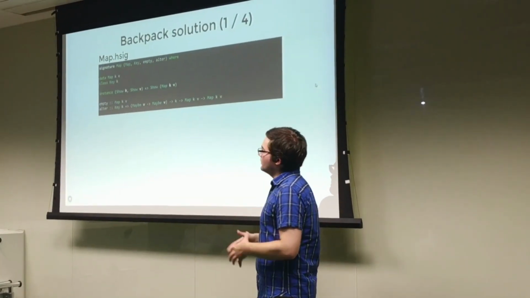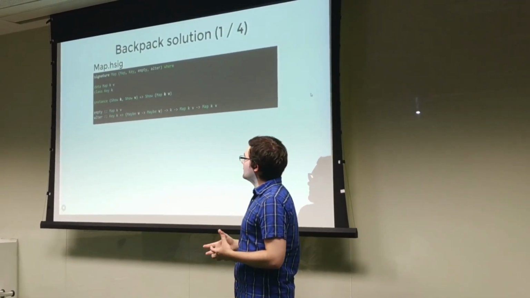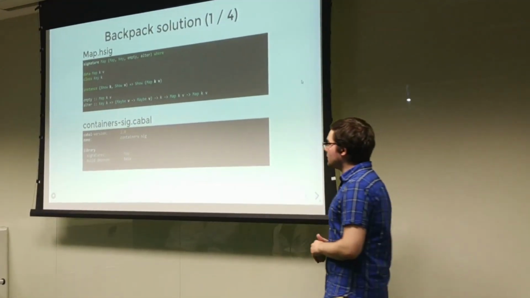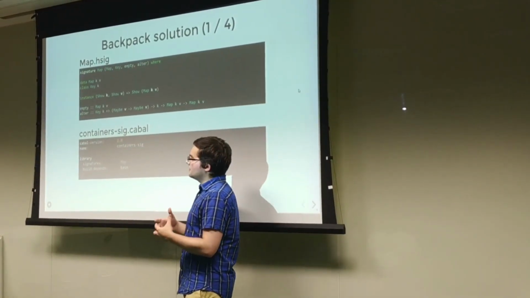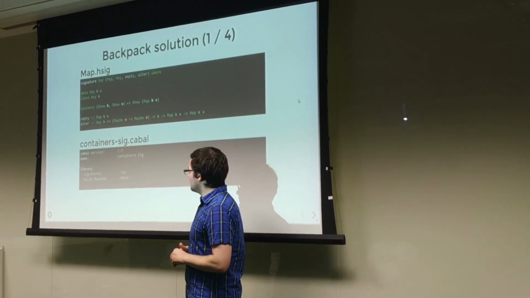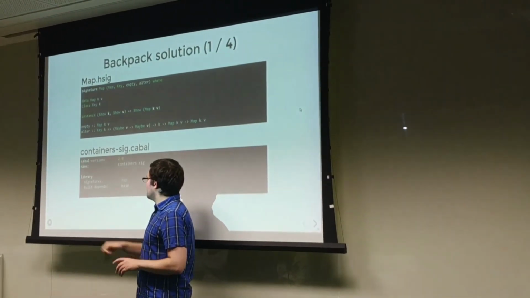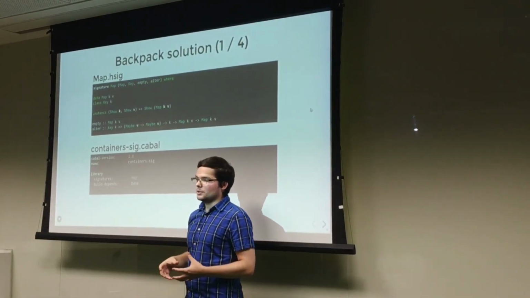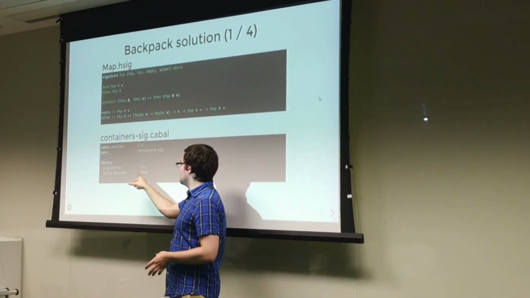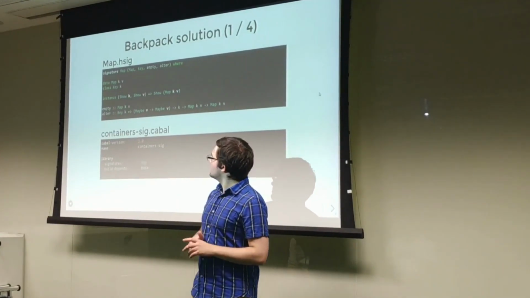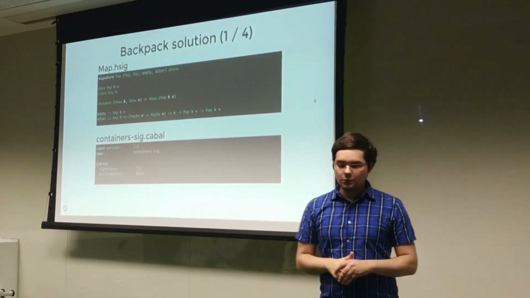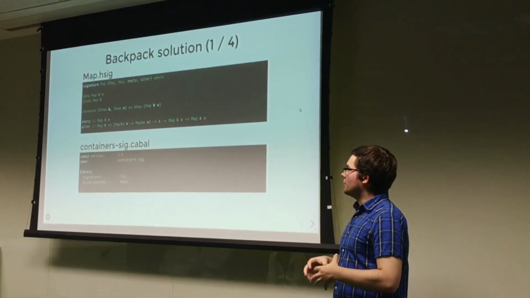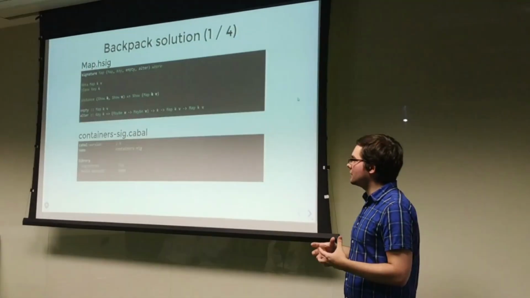This is a signature file that contains only the types without implementation. And the Cabal file for this package that contains the signature will look like this. So the most important part is that signatures field. Map is a signature, so you don't put it in the exposed modules field, you put it under the signatures field. Otherwise, it's the same.